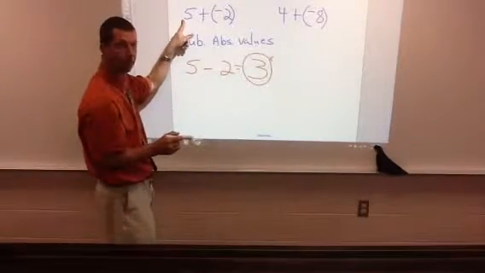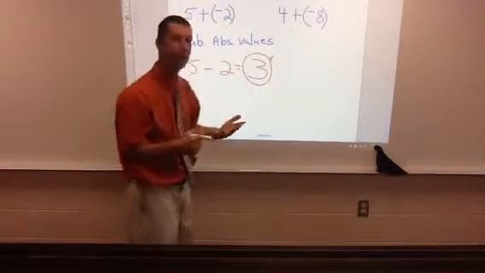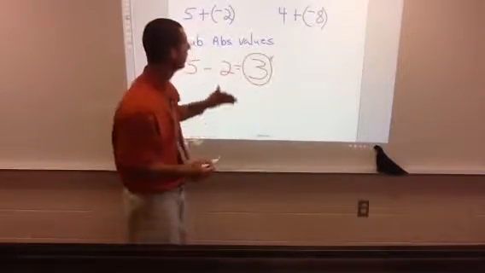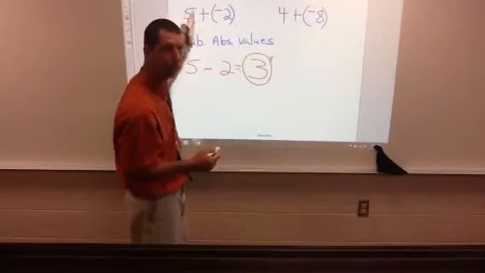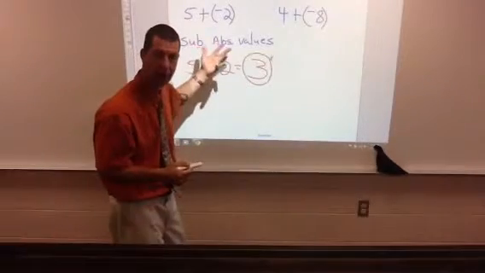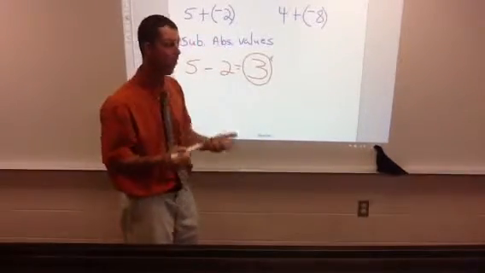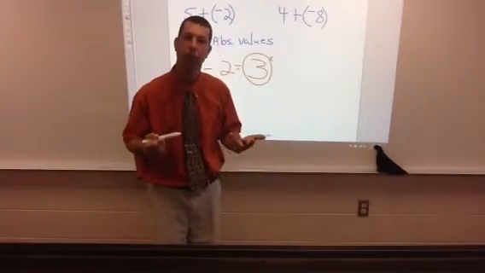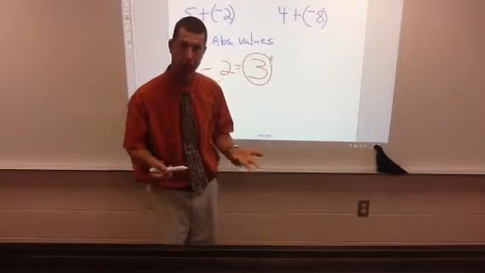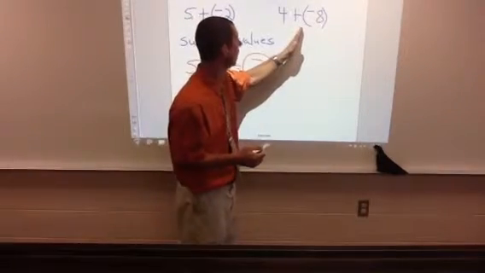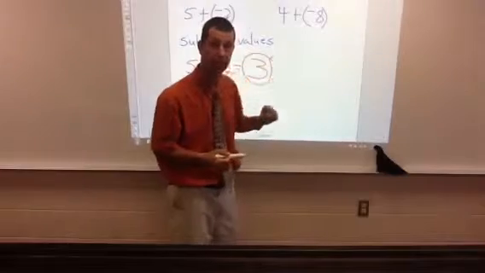Our answer is 3. Okay, another thing that might help you is to just think of it this way. If it's a positive plus a negative, subtract and put the sign of the number that's furthest from 0. That's what you're doing. Okay, on this one here, 4 plus negative 8.